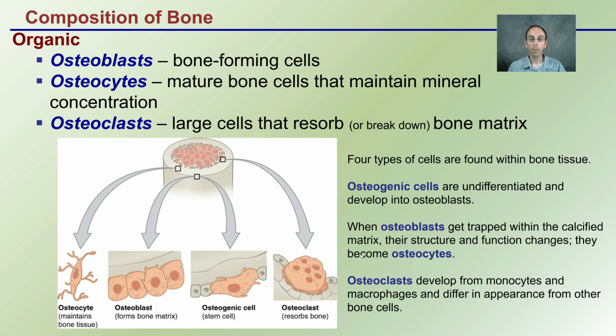So these four types of cells are found within the bone tissue. You can see kind of how they're all organized here. These cells, osteogenic cells, are undifferentiated and develop into osteoblasts. However, when osteoblasts get trapped within the calcified matrix, their structure and function change and they become osteocytes. So some of these have the unique ability to change. And lastly, our osteoclasts develop from monocytes and macrophages and differ in appearance from other bone cells if you were to look at them under a microscope.